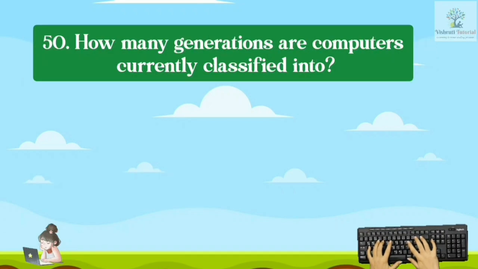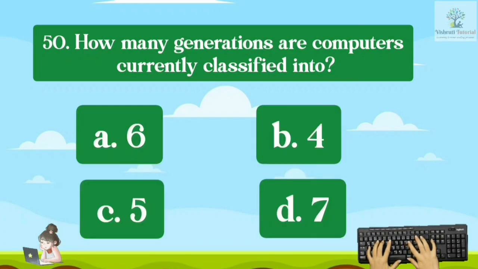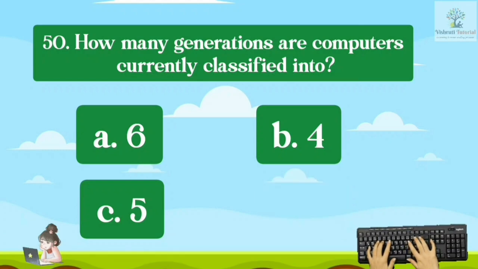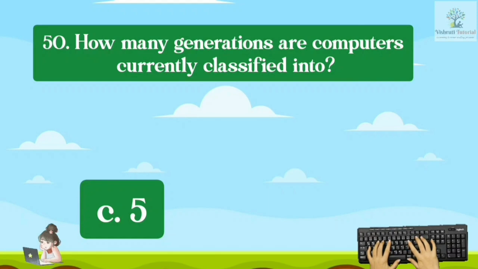Question number 50. How many generations are computers currently classified into? Options: A. 6, B. 4, C. 5, D. 7. The correct answer is C, 5. Computers are currently classified into 5 generations.